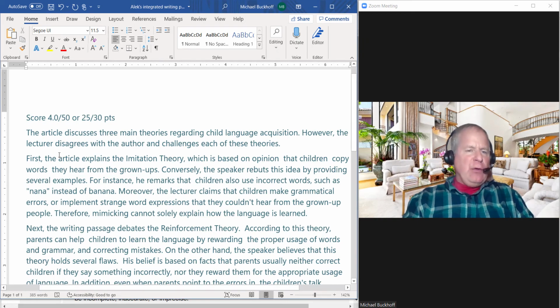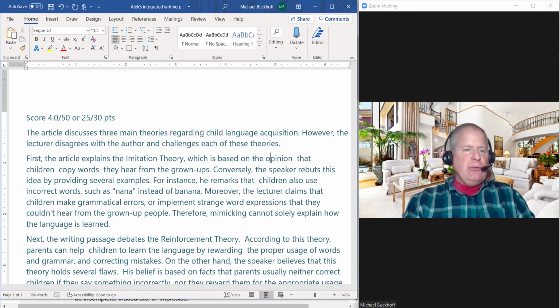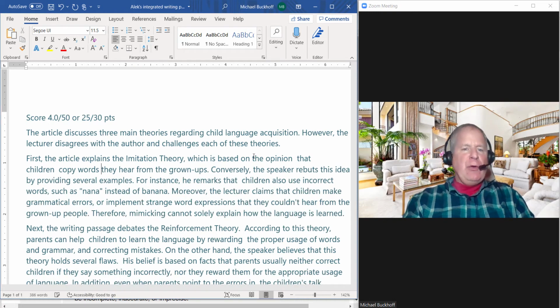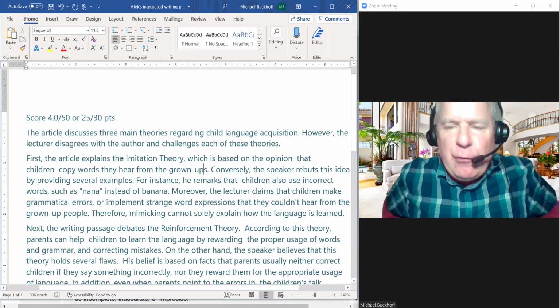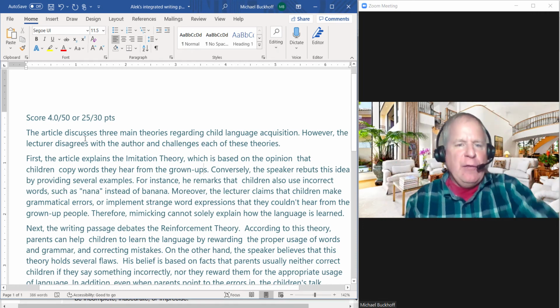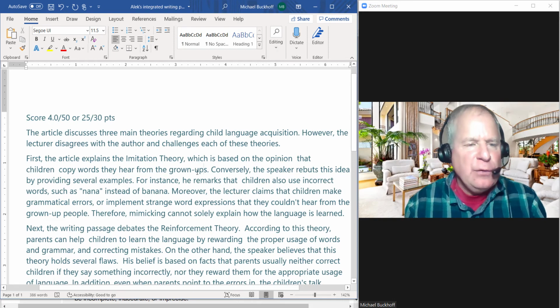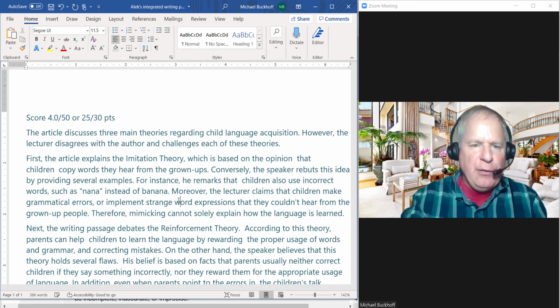It says first, the article explains the imitation theory, which is based on the opinion that children copy words they hear from the grown-ups. Conversely, the speaker rebuts this idea by providing several examples. Okay, let's see what we got here. For instance, he remarks that children also use incorrect words such as nana instead of banana. I'm going to just combine these so you have a little bit better syntactic. Your sentences are sometimes a little bit too short.